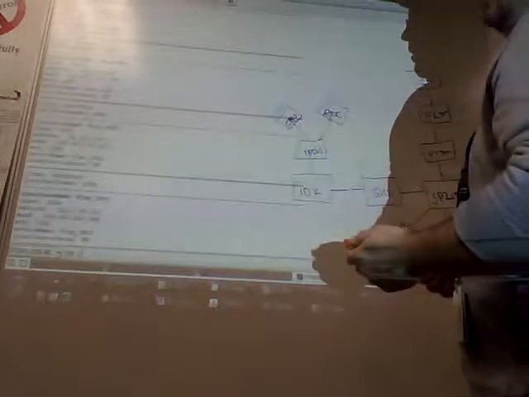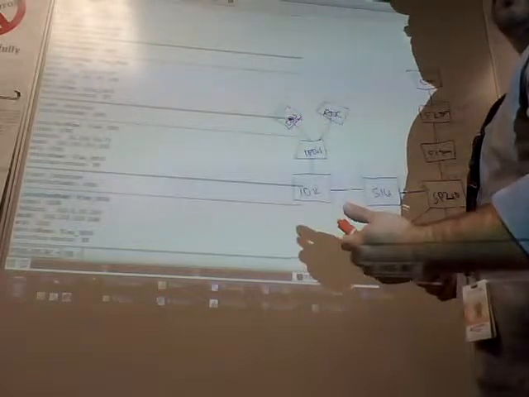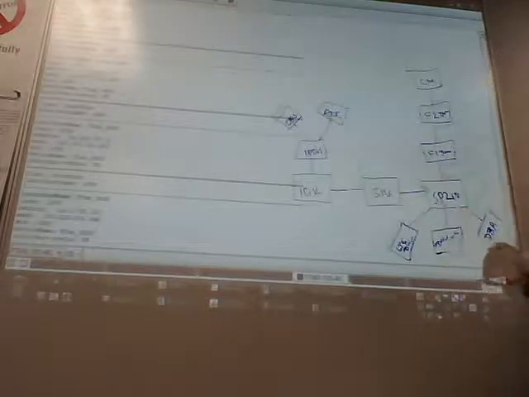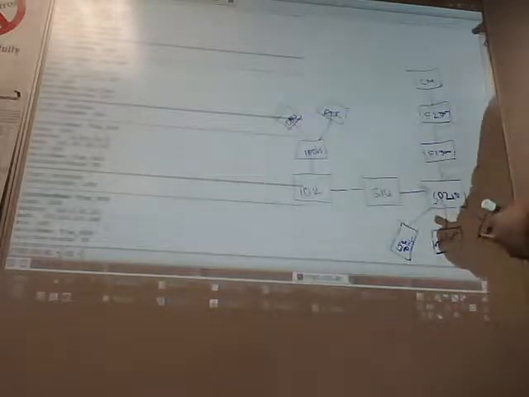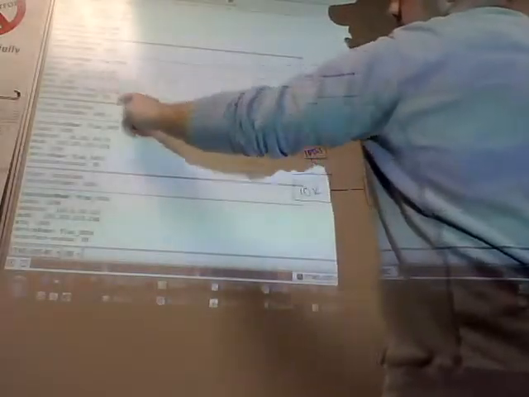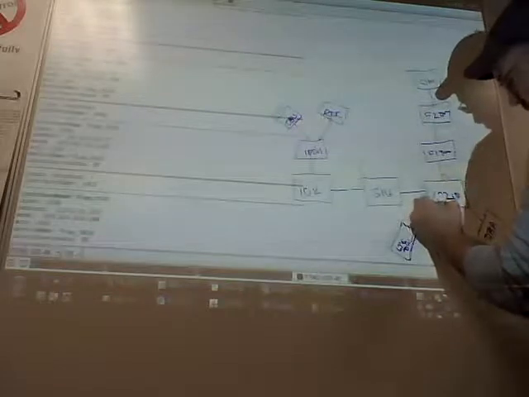VLAN 4. I always forget 4. 4 is going to be your CDMA doles. So VLAN 4, CDMA doles. If we're 113.253.98, 113.253.97. I'm just going to put .97. Get the point.